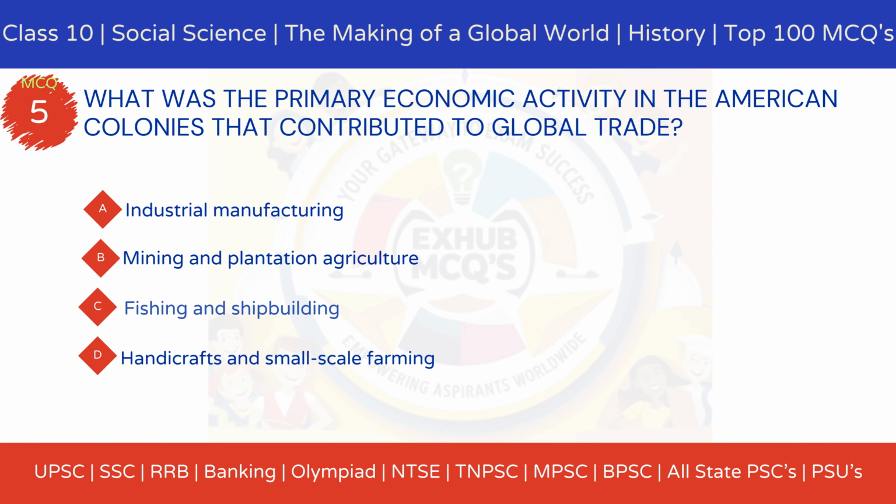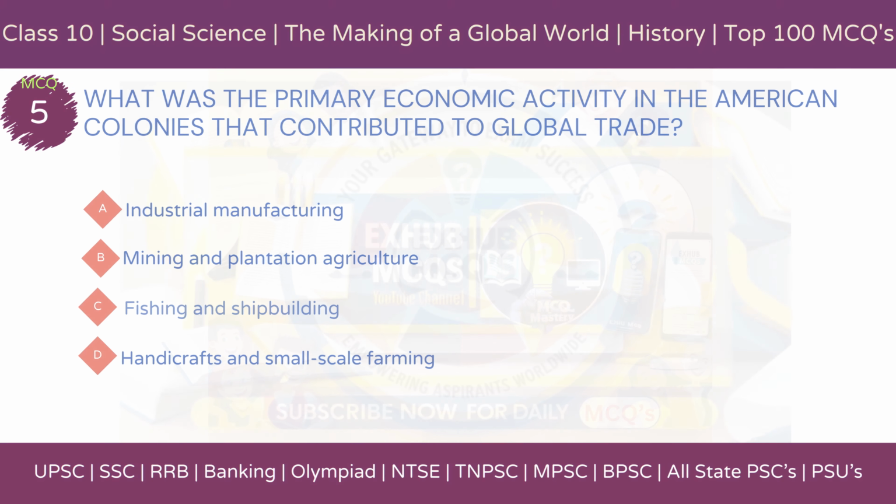MCQ 5. What was the primary economic activity in the American colonies that contributed to global trade? Option A, industrial manufacturing. Option B, mining and plantation agriculture. Option C, fishing and shipbuilding. Option D, handicrafts and small-scale farming.